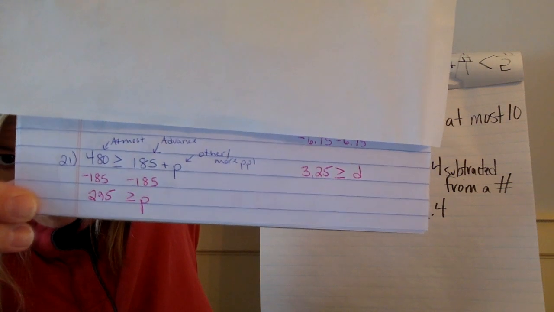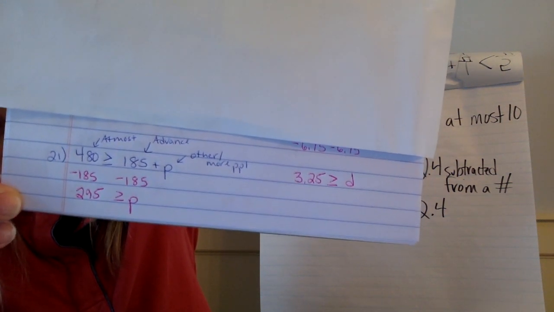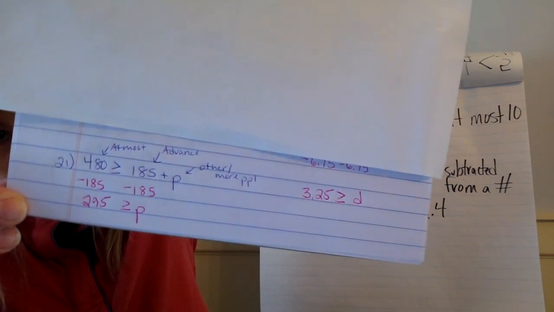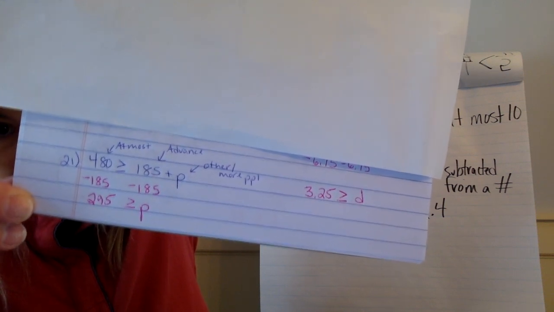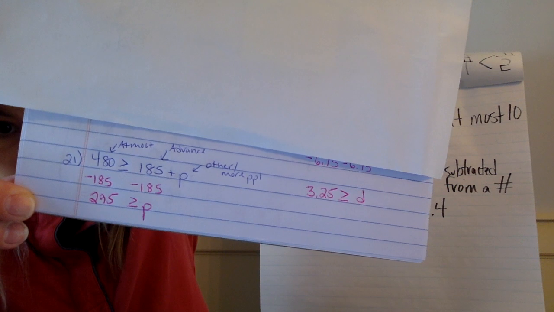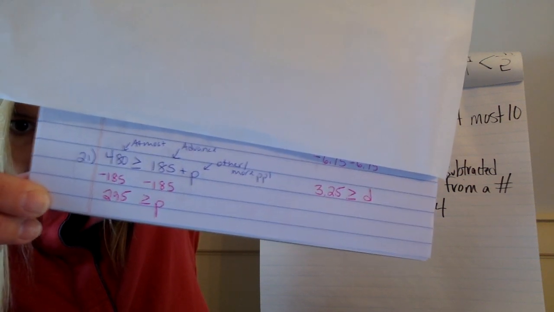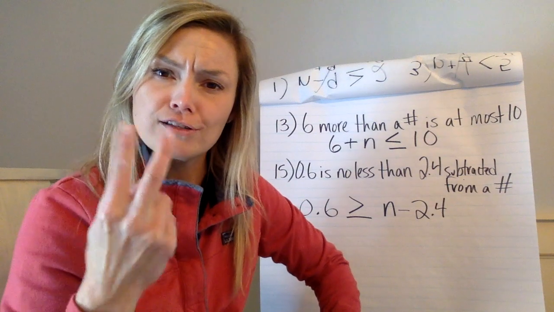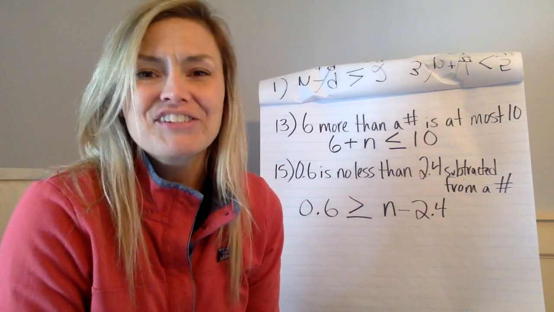We've got at most 480. The advance tickets are 185. It would be adding any other people. So in order to isolate, we would subtract 185 from both sides to get that P, the additional tickets, the additional people, cannot be bigger than 295. Hopefully that made sense. Sorry, everything's reversed, so I move it one way, but it's moving the wrong way. Maybe I'll get the hang of it soon.